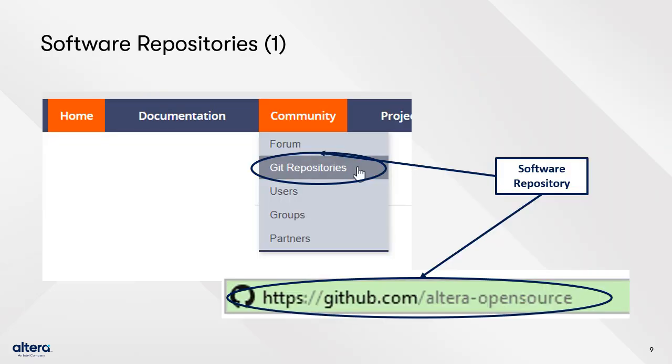To obtain the open source code from Altera for our SoC FPGAs and boards, use the link to the Git repositories on rocketboards.org. Or, you can use the direct link to GitHub shown on this slide. There you'll find Git trees for the Linux kernel, the bootloader, and the recipe layers used to build the software.